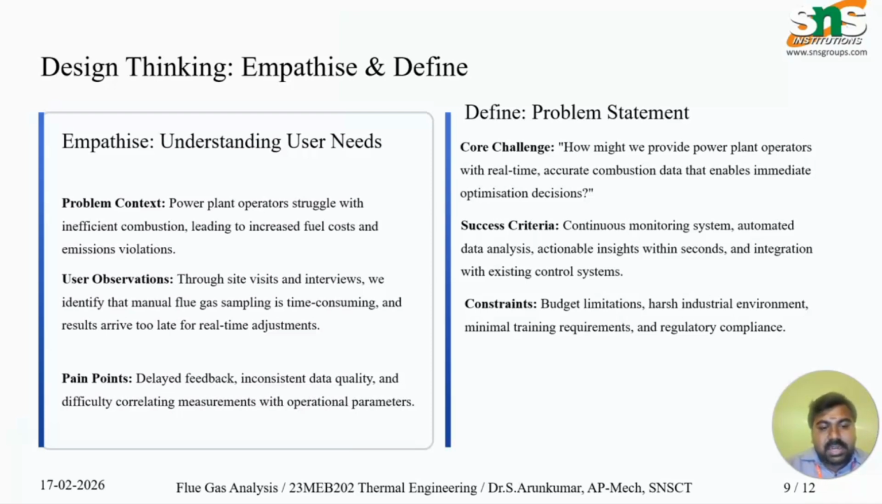The pain points are delayed feedback, inconsistent data quality and the difficulty correlating the measurements with the operational parameters. Now we are going to discuss the problem statement, the core challenge. How might we provide power plant operators with real-time accurate combustion data that enables immediate optimization decisions? Some of the success criteria are continuous monitoring systems, automated data analysis and actionable insights within seconds, and integration with the existing control systems. Some of the constraints are budget limitations, harsh industrial environment, minimal training requirements and regulatory compliances.